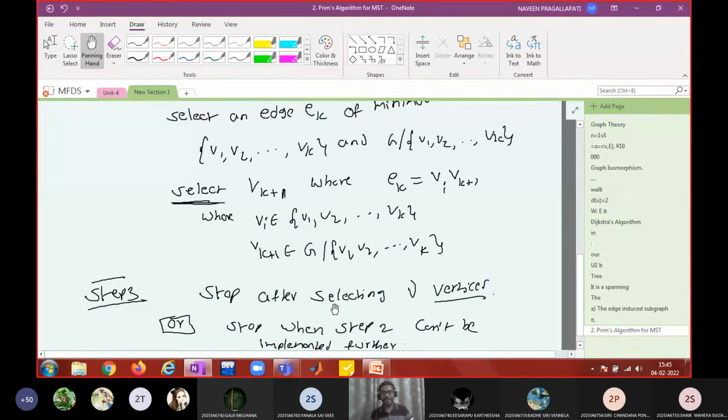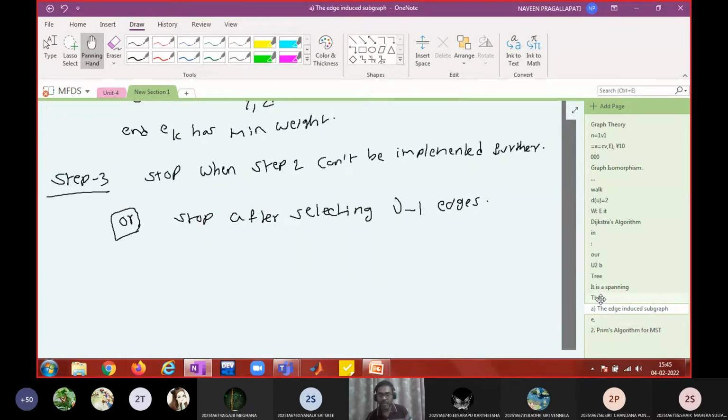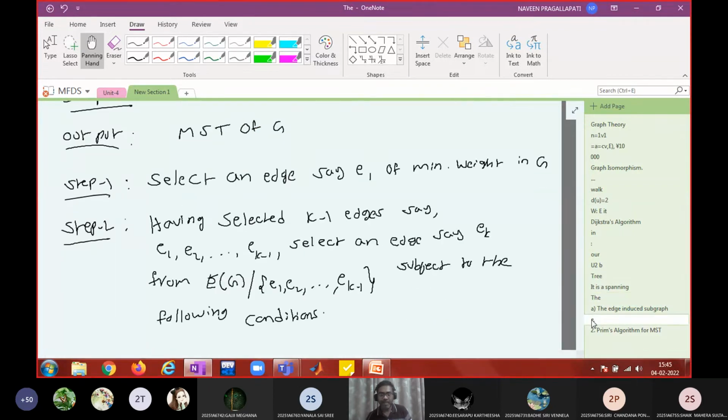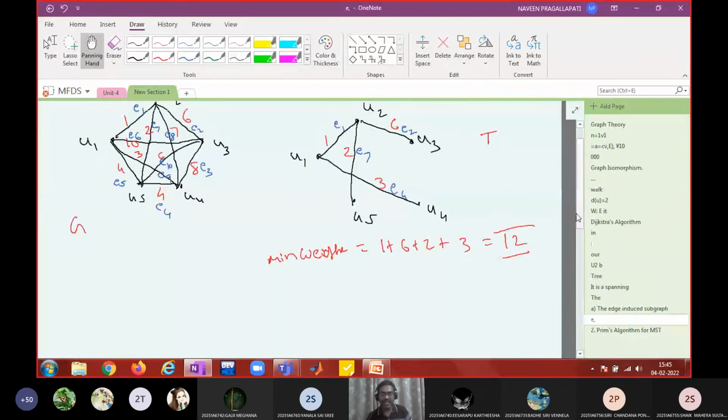That's it. Now we'll take the same graph and try to implement Prim's algorithm. May I proceed? Yes, sir. Because I changed the edge weights, let me copy and paste the graph from my notebook instead of the book. So this is the graph, no?